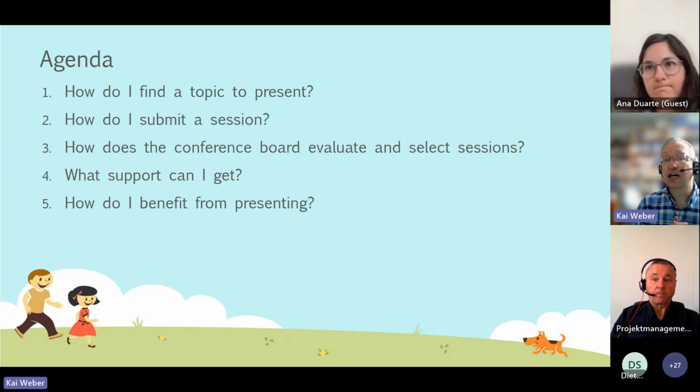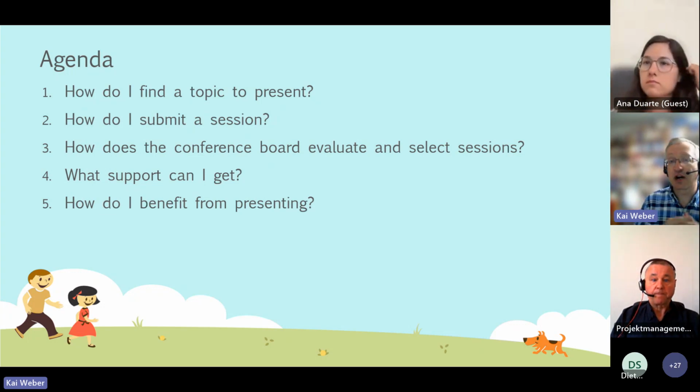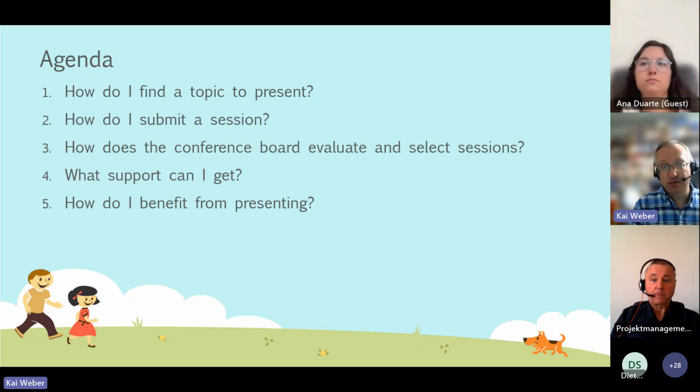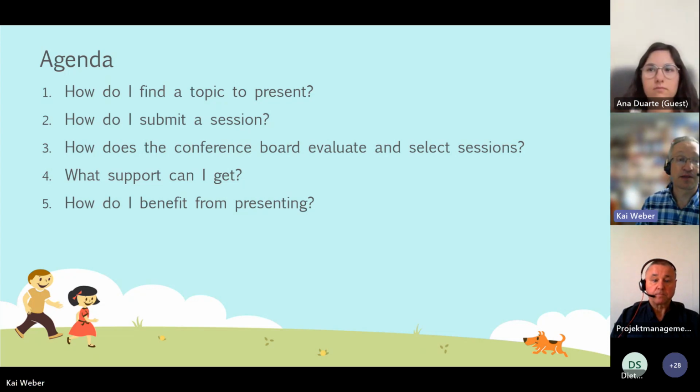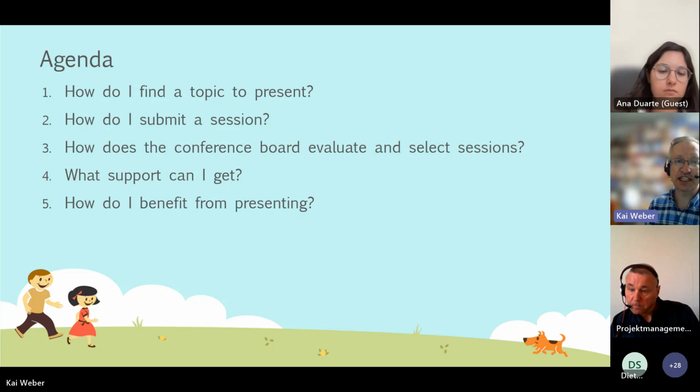Then number 3, what does the conference board do once you've submitted a proposal? How do we evaluate that and how do we select the sessions? Number 4, what support can you get before the session and during the conference itself? And number 5, what's in it for you? How do you benefit from presenting? You know, why should I even bother? And that's essentially the running order.